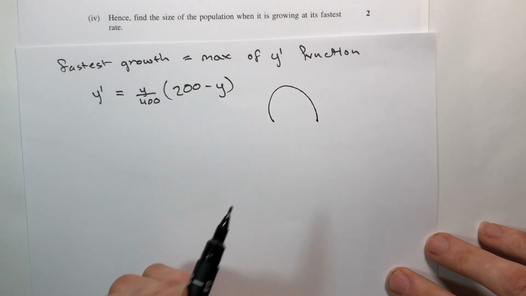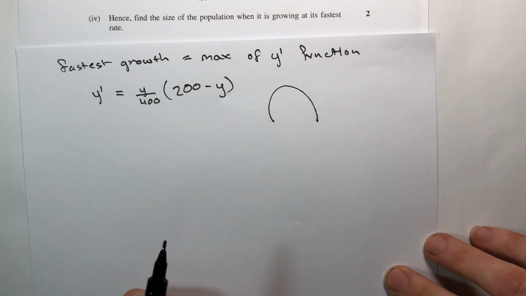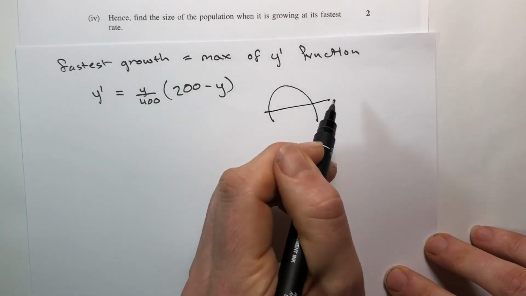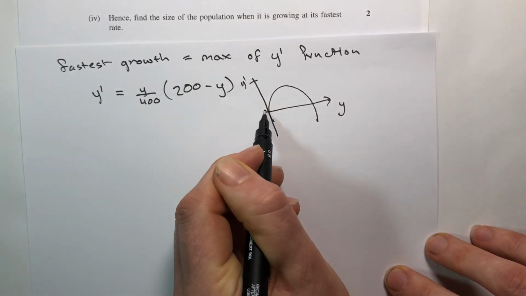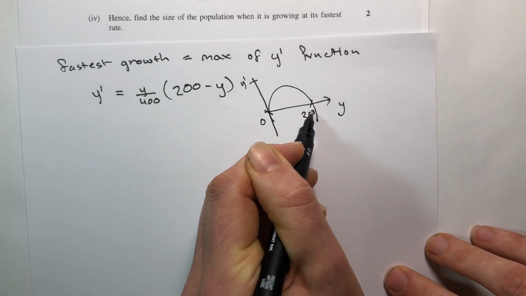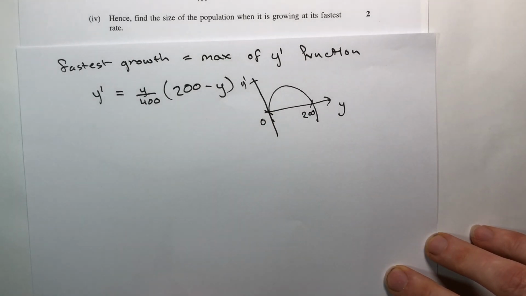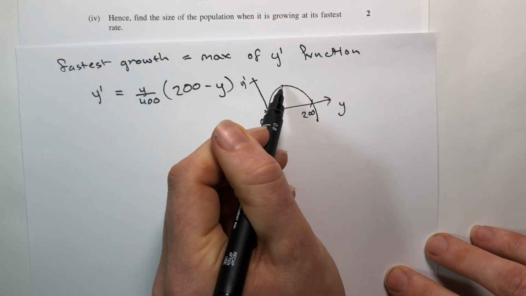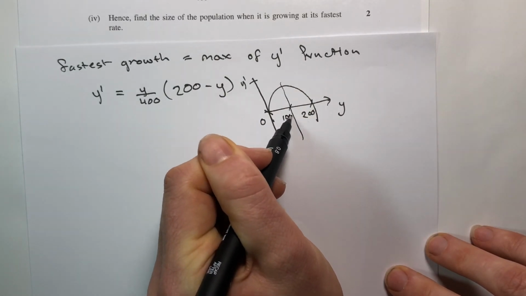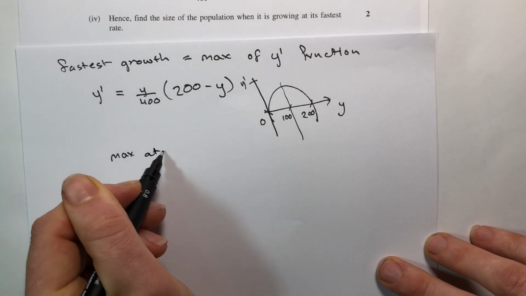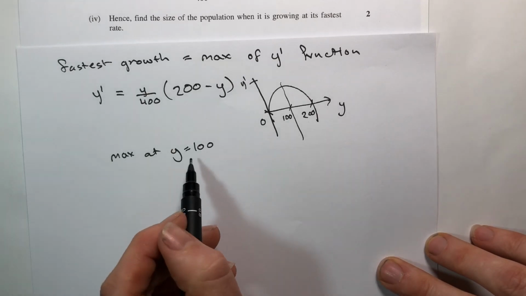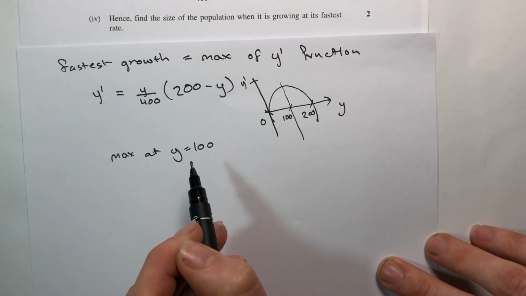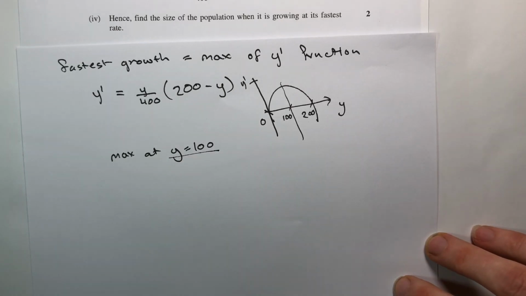This is a frowning parabola. It's a frowning parabola with roots when y is 0, so basically y would be this axis with y dash being that axis, roots of 0 and roots of 200. Now, if that's what the parabola is looking like, I know that the maximum will have to occur when y is 100. And so the size of the population when it is growing at its fastest, it will be growing at its fastest when y is 100, and y turns out to be the population. Done.